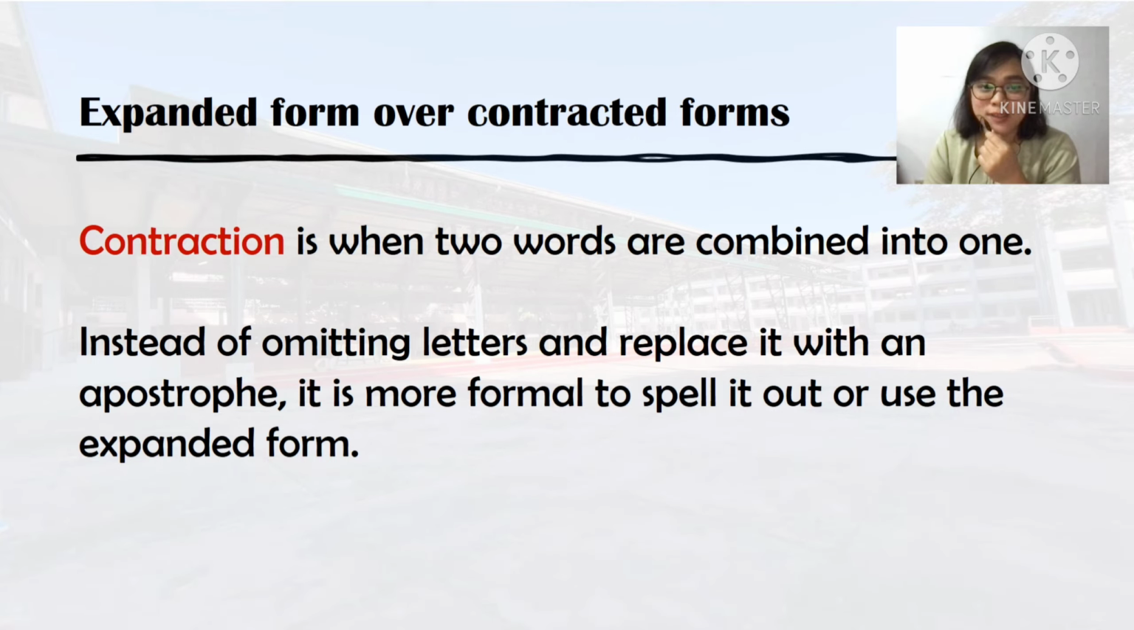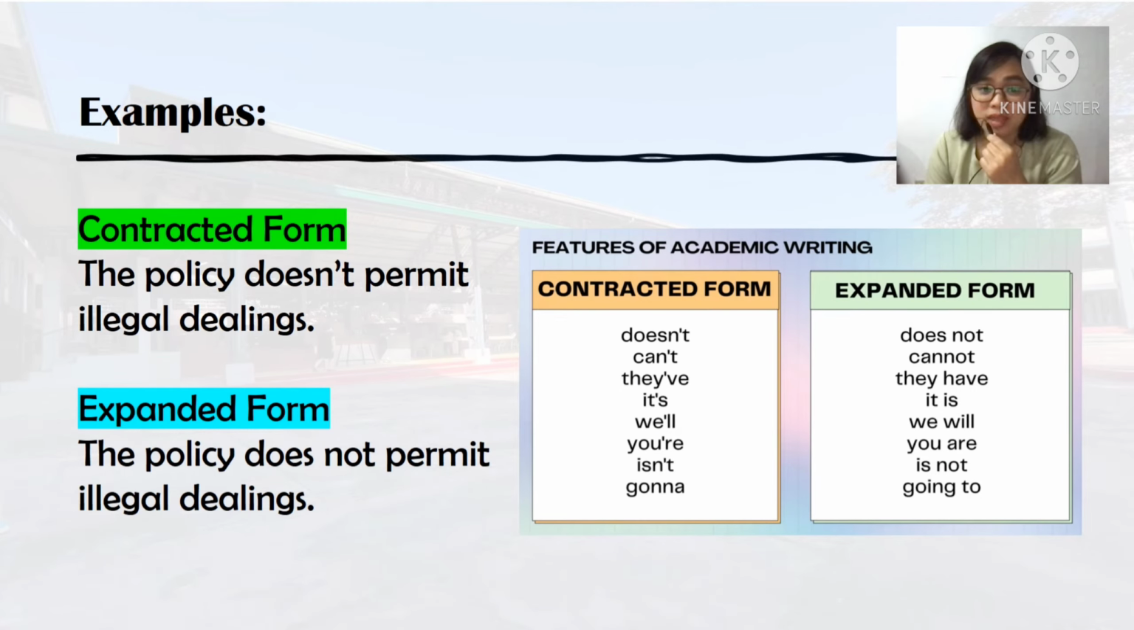Now, let's move on to expanded forms over contracted forms. Contraction is when two words are combined into one. Instead of omitting letters and replacing them with an apostrophe, it is more formal to spell it out or use the expanded form. As you can see, instead of using the contracted form doesn't, we use the expanded form does not. Can't to cannot, they've to they have, it's to it is, we'll to we will, you're to you are, isn't to is not, gonna to going to.